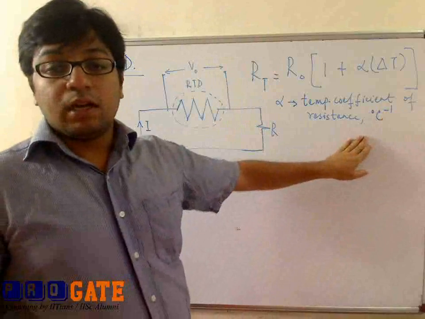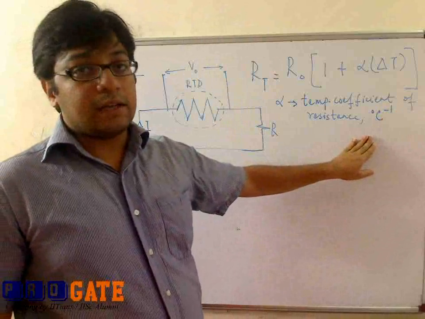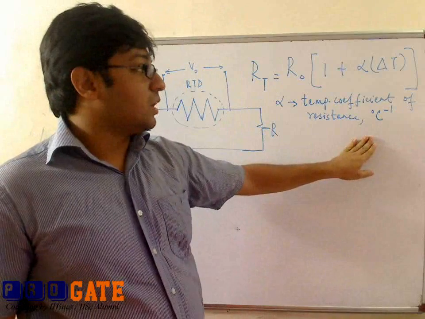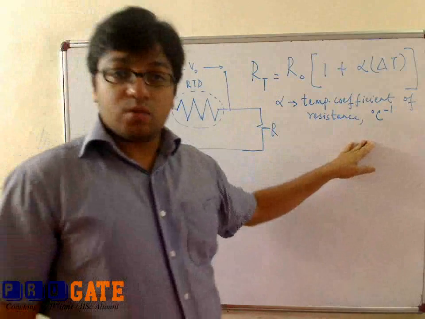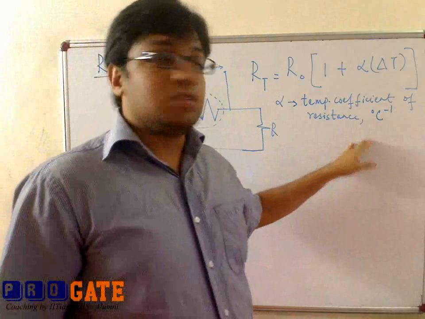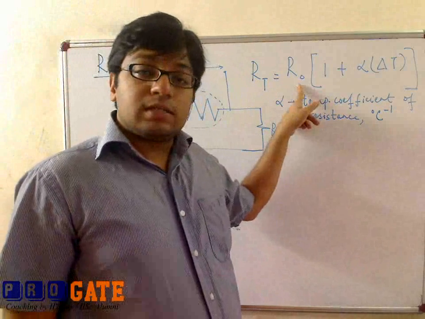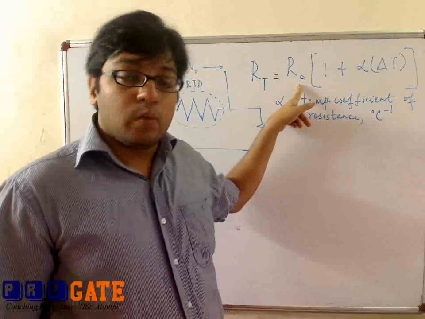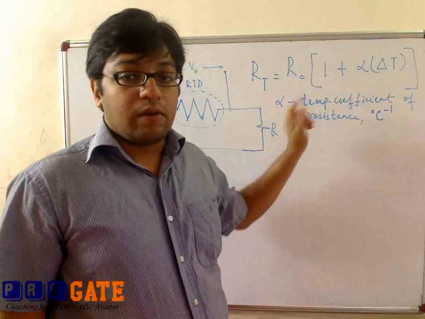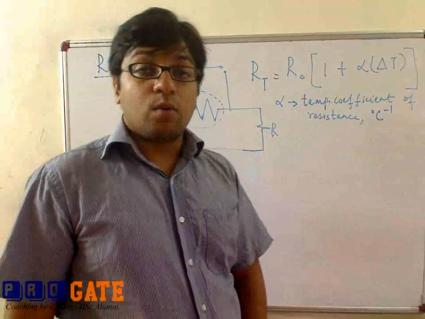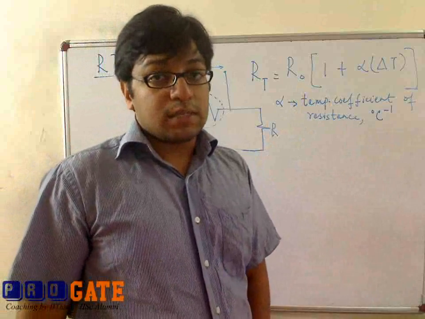Alpha is measured in units of degree centigrade inverse. One common mistake that many students make is that they assume R0 to be the resistance at an initial temperature, which is incorrect. The value of R0 is specified only for the temperature of 0 degrees Celsius.